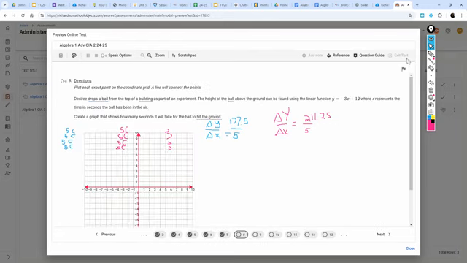Question 8. Plot each exact point. If you hear that noise, that's my cat. Plot each exact point on the coordinate grid.